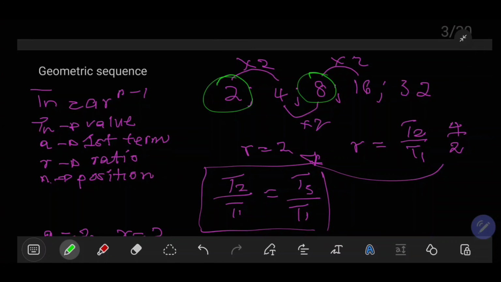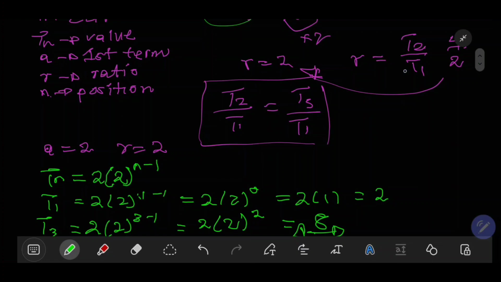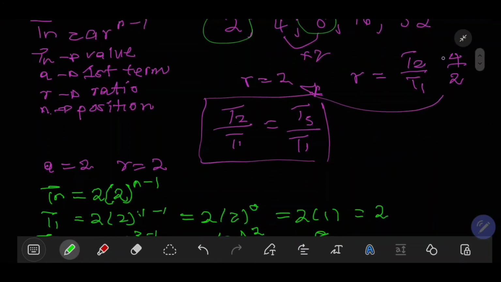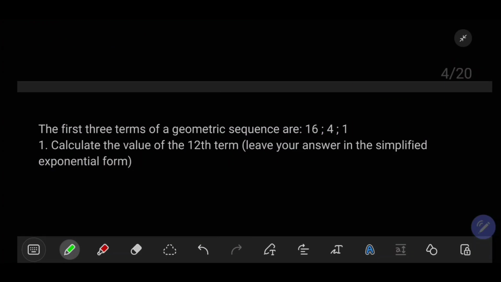Now we can look at an example so that we can see that we really understand this concept of geometric sequence. Here's our example. The first 3 terms of a geometric sequence are 16, 4, and 1. Calculate the value of the 12th term, and you can leave your answer in simplified exponential form. They want you to determine T12. This is what the question is looking for.